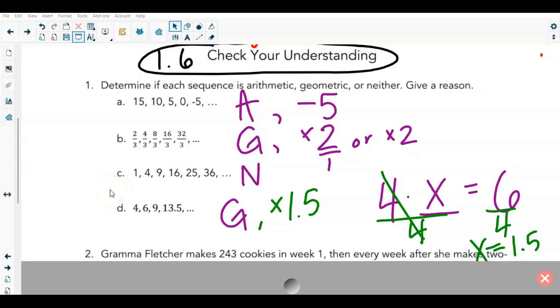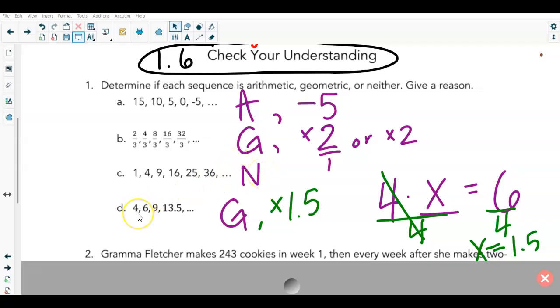C is going to be neither. We can see right away it's not arithmetic. From 1 to 4, we'd add 3. So if it was arithmetic, plus 3, we get 7 next. If we do a multiplier, we're like, okay, 1 times what will get us 4? Well, that would be times 4. So we would expect times 4, 16 would be next. So right away, it's not arithmetic, it's not geometric, it would be neither.